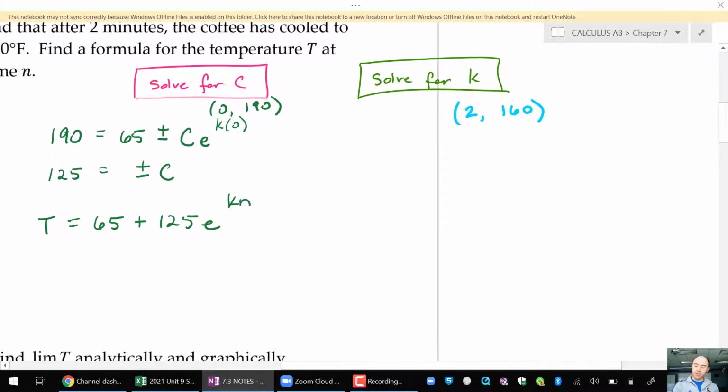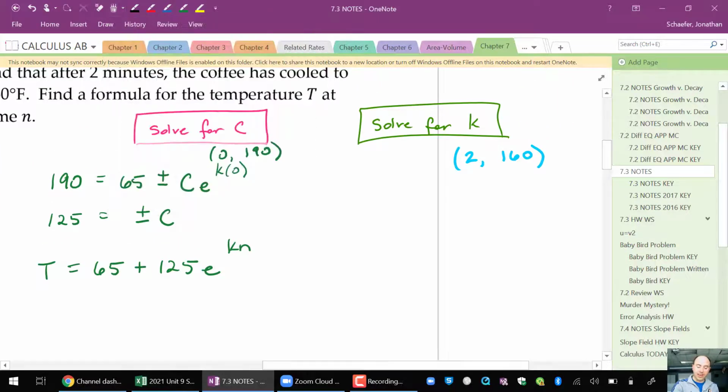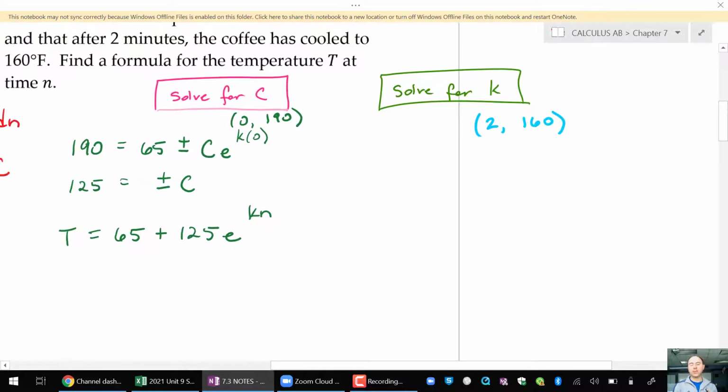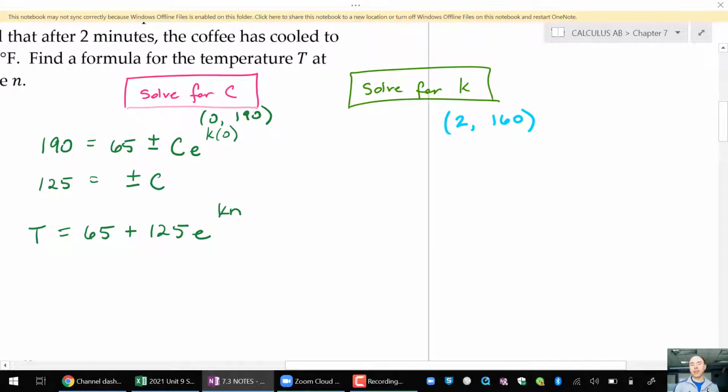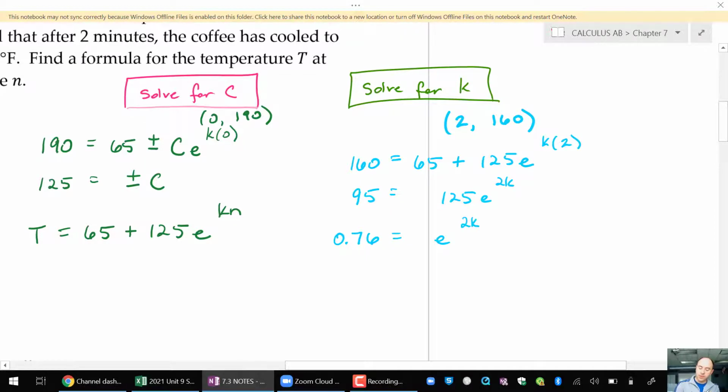Almost done. Moving on over, there's one other initial condition, and that is at 2 minutes, the temperature has cooled to 160. So now I can plug in a 2, I can plug in a 160, and I can solve for K. Let's do it. 160 equals 65 plus 125 e to the power of K times N, and N equals 2. Subtract 65. And let's divide by 125. Check with your calculators. 0.76, I believe, is what that comes out to be.